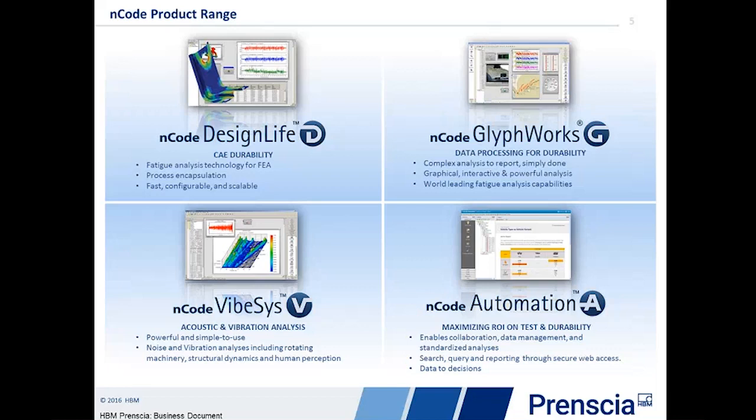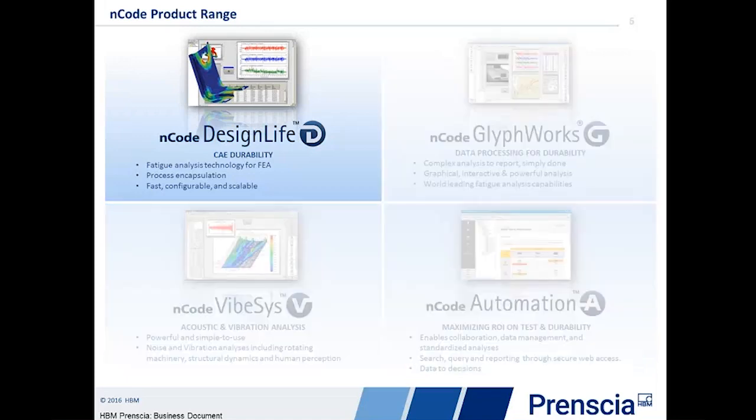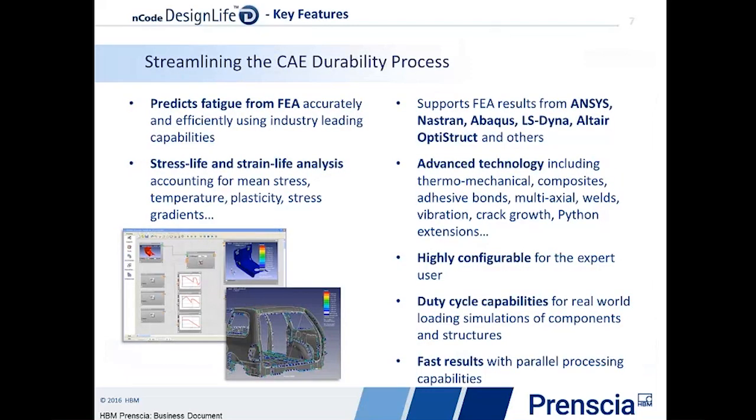Lastly, there's automation, which is a web-based system for data management, primarily looking at measured data, allowing you not only to manage this data, but also process it automatically through the import or export of it. What we're focusing in on today, though, is DesignLife. DesignLife is basically a CAE-based system for doing durability analysis.